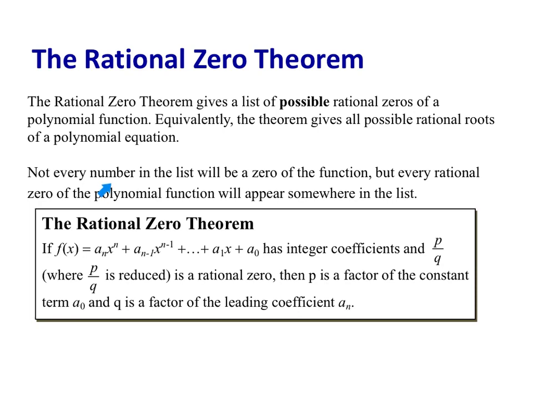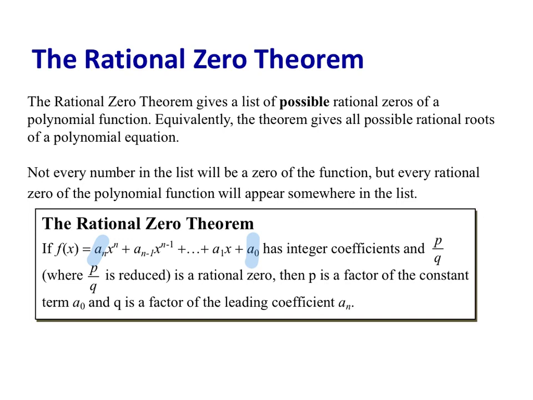But remember, it says possible, all possible, but not every number in the list will be a zero of the function. But every rational zero will appear somewhere in the list. Okay. So what does it say? You're given f of x, and it has integer coefficients. And what I want you to pay attention to here is the leading coefficient and the constant term.